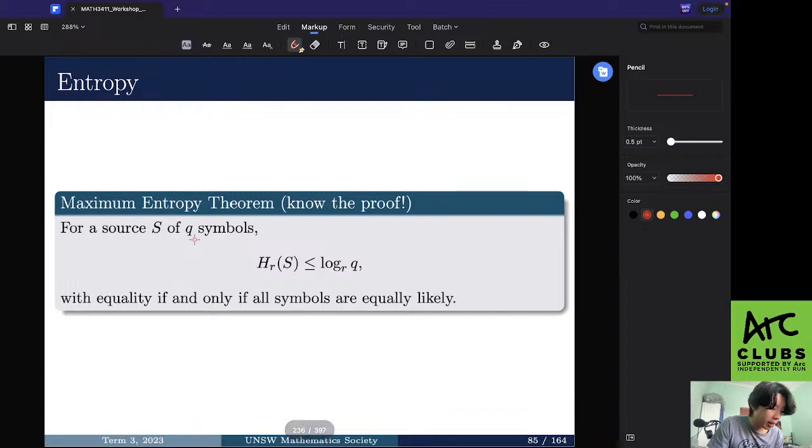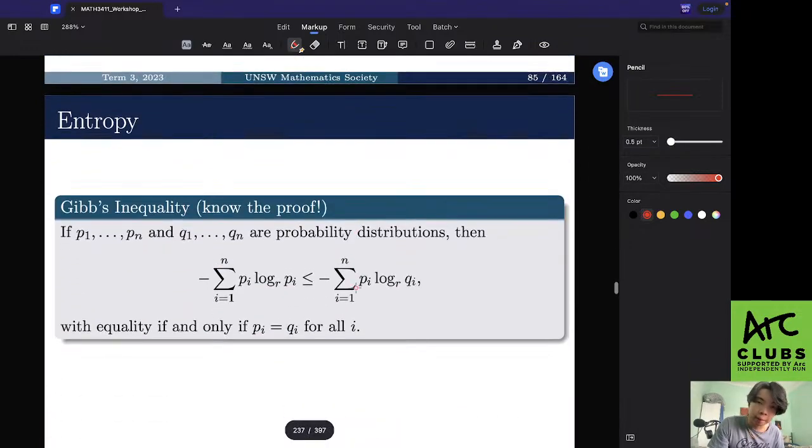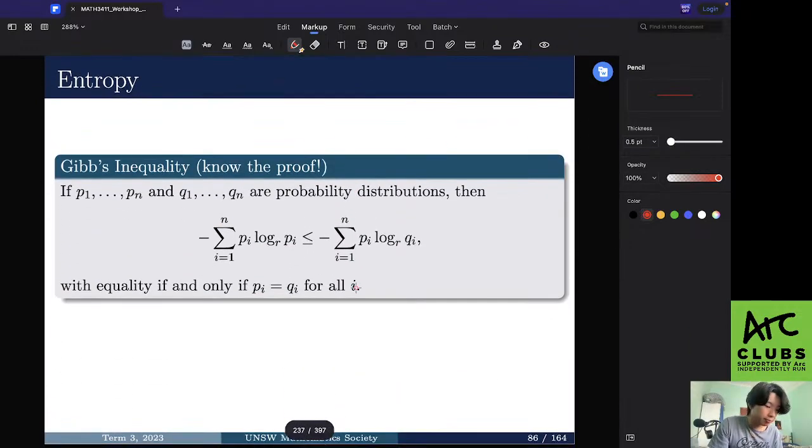And we also have a maximum entropy theorem, and it basically just says, for any entropy that we have, it always has an upper limit of log base R of Q, where Q is the number of symbols. And this is something that you should know the proof of, and this is in the notes, so I won't go through it, but you do need something called Gibbs inequality for it.